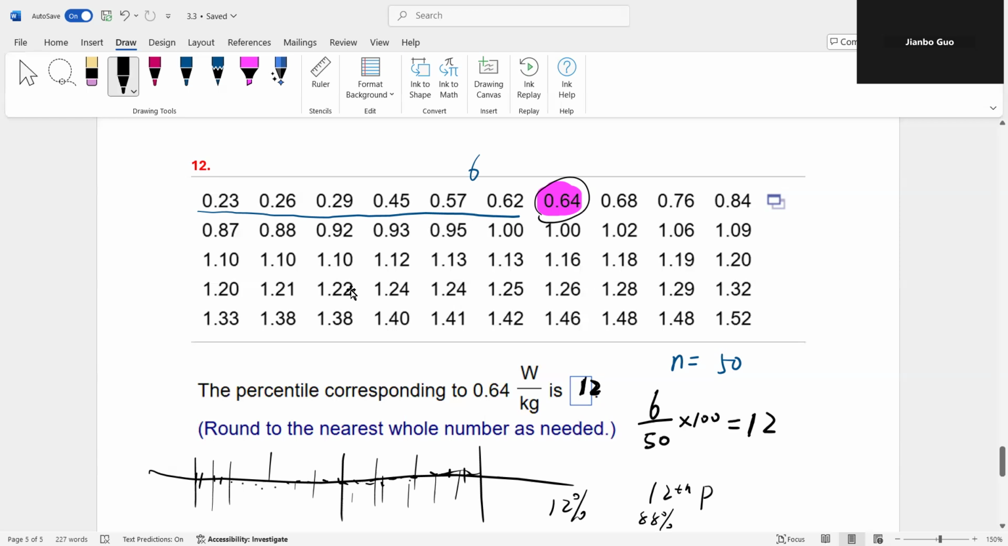So that's how we find the percentile for a specific value in a given data set. Just use the number of values that are less than the value, divided by the sample size, and then multiply by 100.